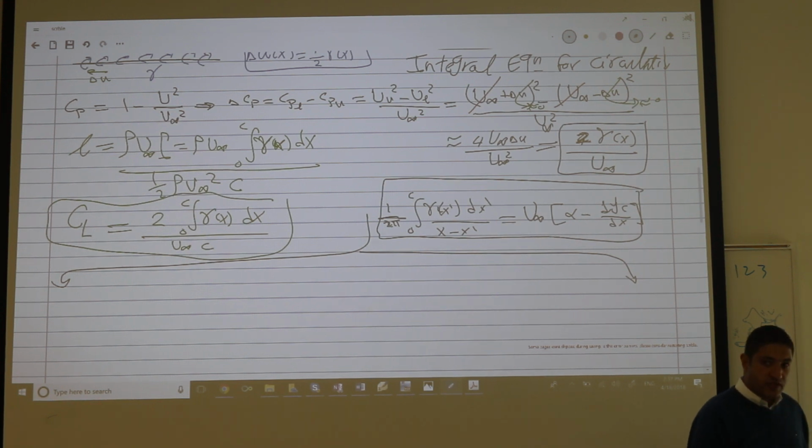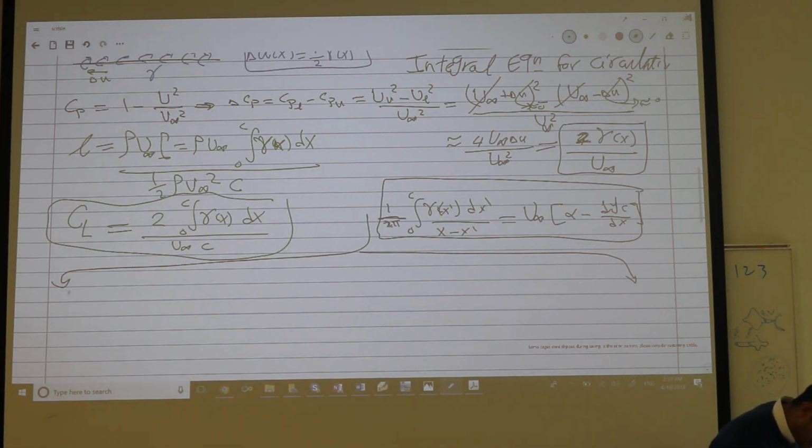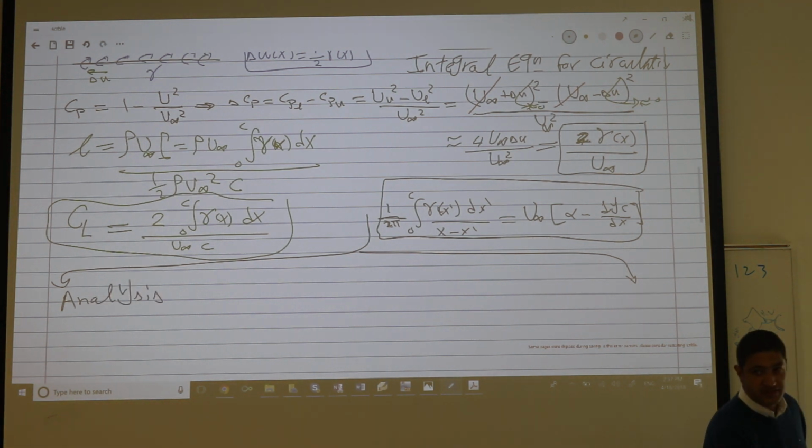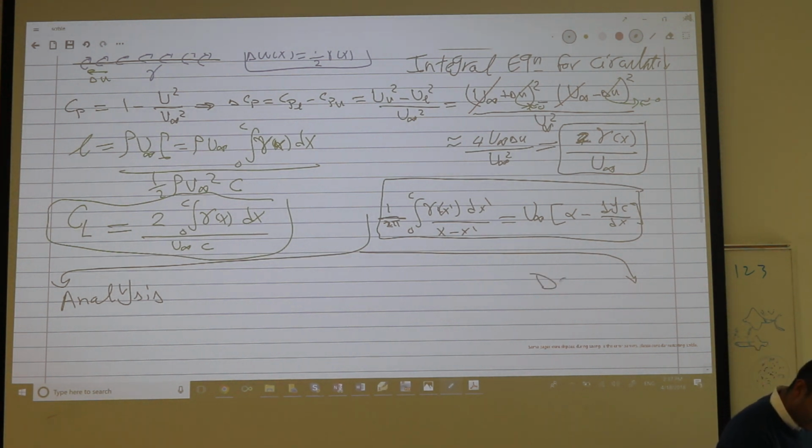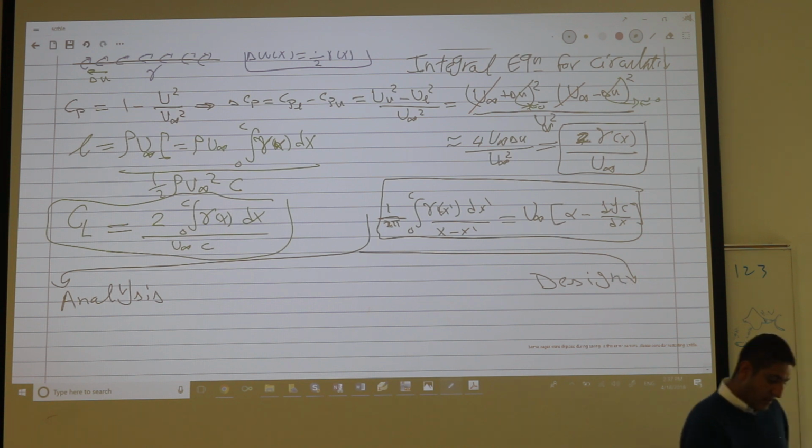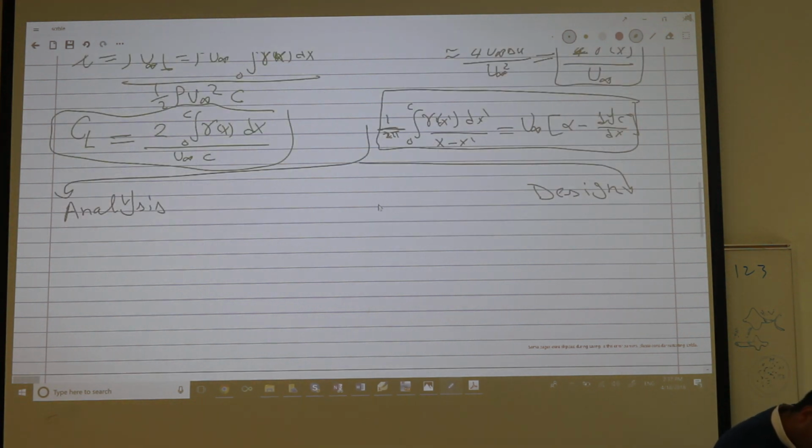Okay, two typical problems in aerodynamics. Analysis and what? Can you suggest? Not aerodynamics, in engineering. Analysis and what? Design. Design, very good. In analysis, you're given what and required what?